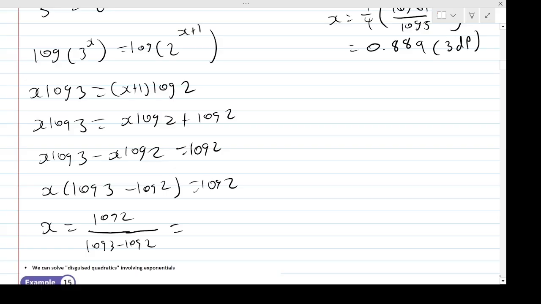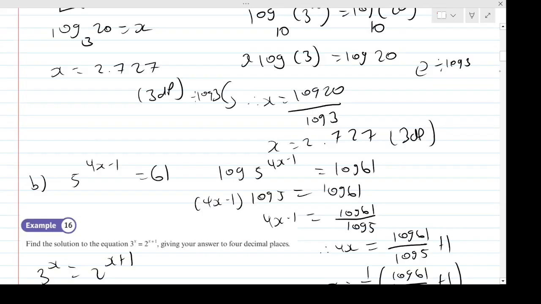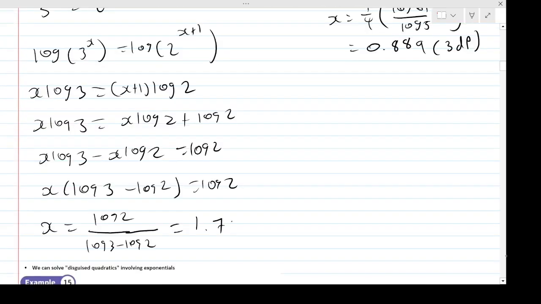I get that is 1.7095, rounded to 4 decimal places, and there we are. Okay, so hopefully you get the idea of taking logs. The first step, taking logs.